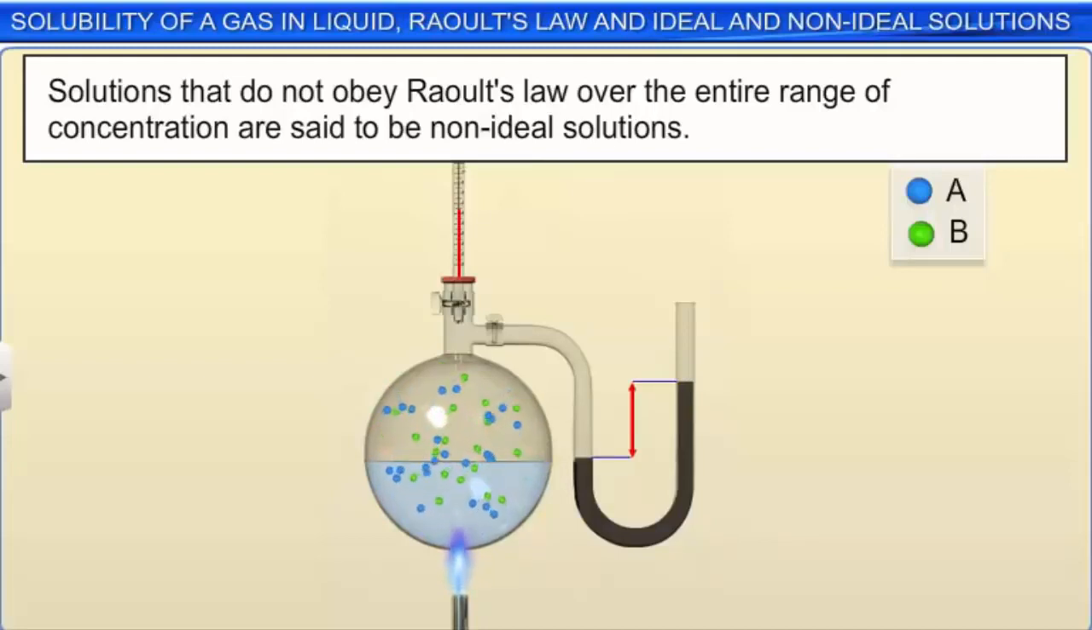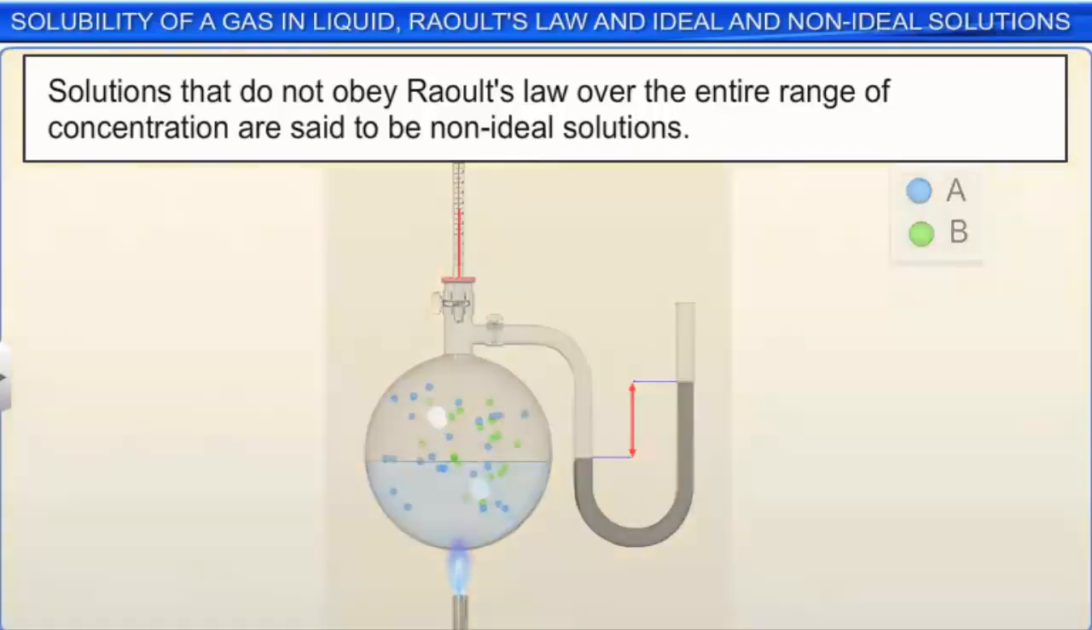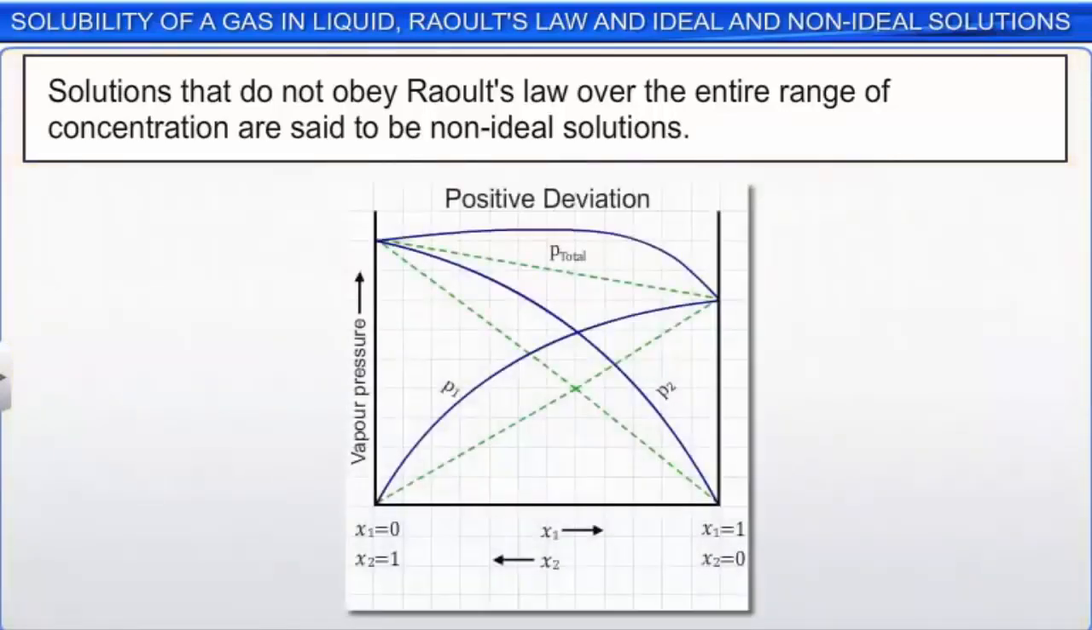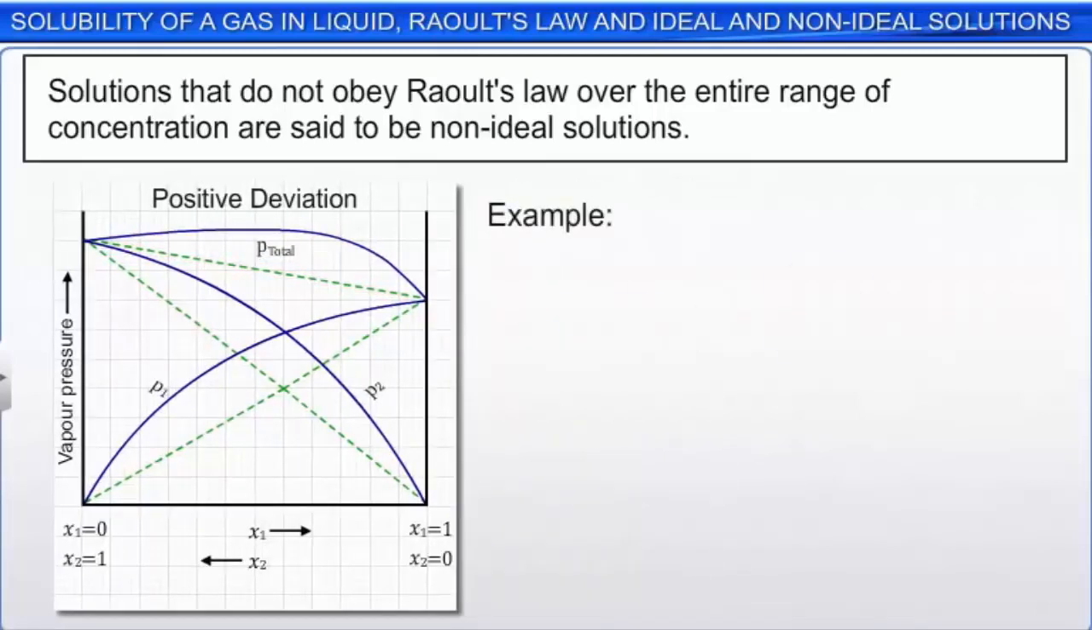Such solutions are said to exhibit positive deviation from Raoult's law. The total vapor pressure of such a solution is greater than the vapor pressure corresponding to the ideal solution of the same composition. For example, a mixture of ethanol and cyclohexane shows positive deviations from the Raoult's law.